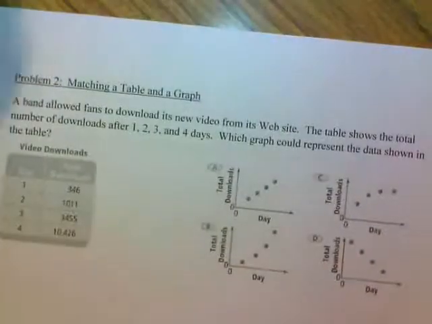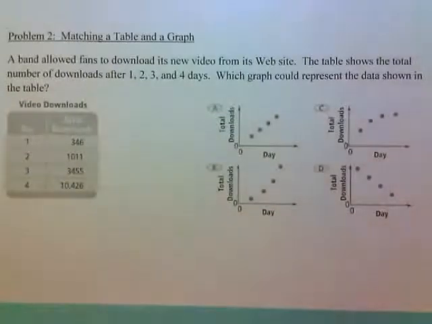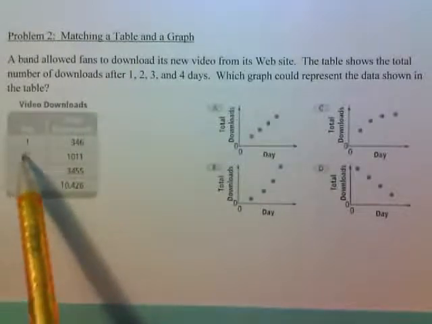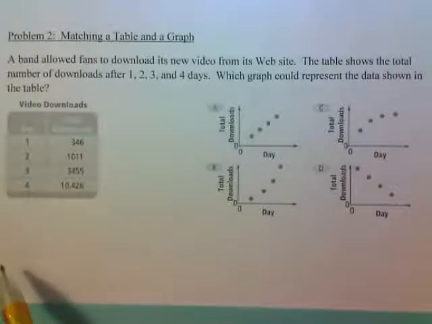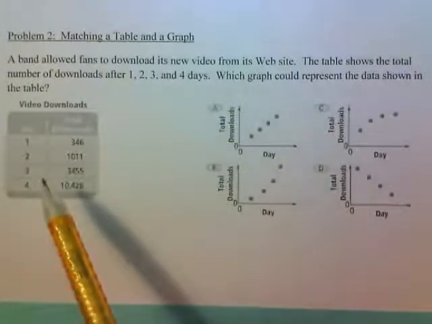Alright, so that was problem 1. We're going to look at problem 2 now, and this is actually a multiple choice question. We're going to match this table to a graph. So a band allowed fans to download its new video from its website. The table shows the total number of downloads after 1, 2, 3, and 4 days. Which graph could represent the data shown in the table? So A, B, C, or D, which one of these could represent what we have in this table?